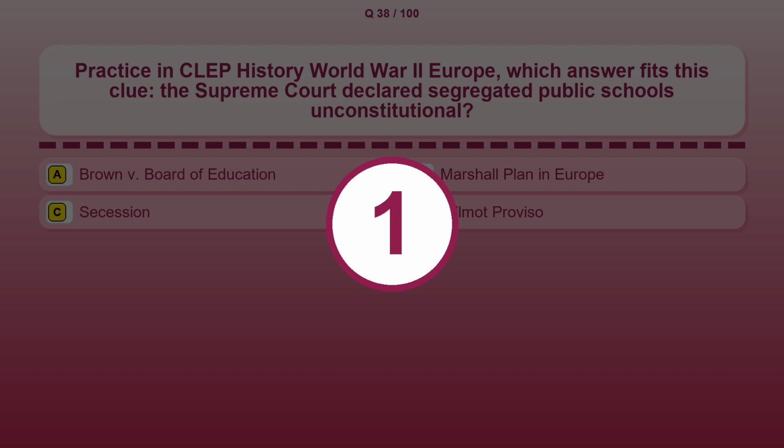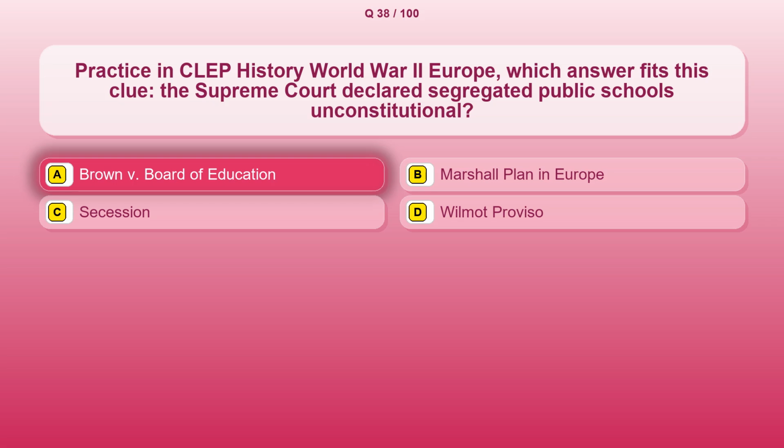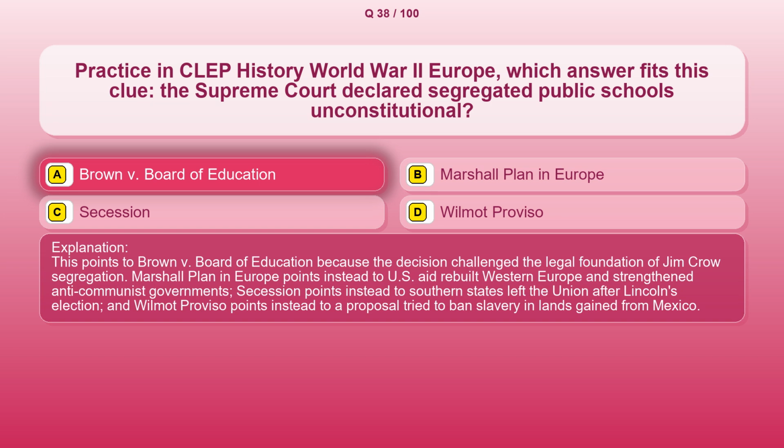The correct answer is option A, Brown v. Board of Education. This points to Brown v. Board of Education because the decision challenged the legal foundation of Jim Crow segregation. Marshall Plan in Europe points instead to U.S. aid rebuilt Western Europe and strengthened anti-communist governments. Secession points instead to Southern states left the Union after Lincoln's election, and Wilmot Proviso points instead to a proposal tried to ban slavery in lands gained from Mexico.